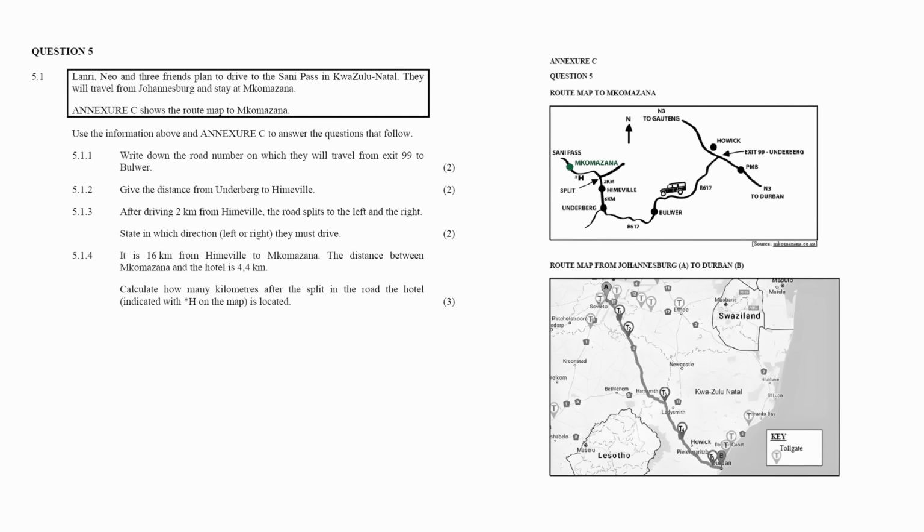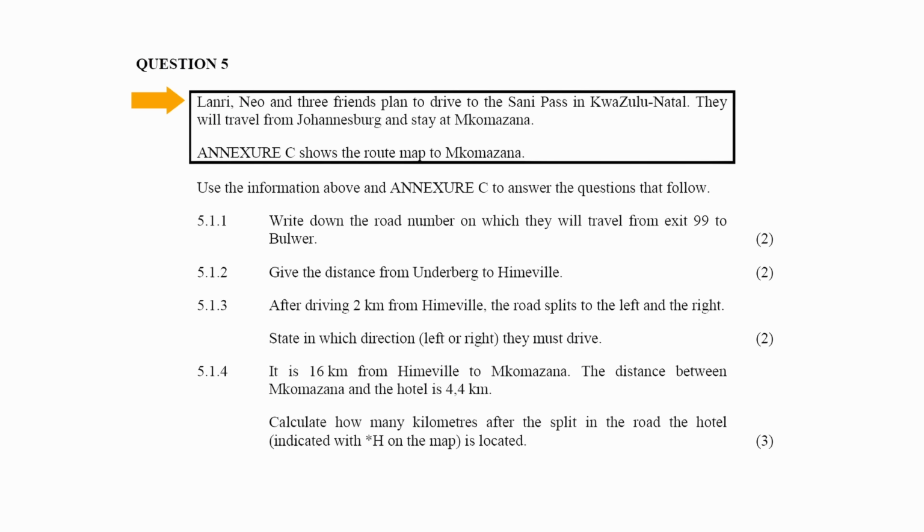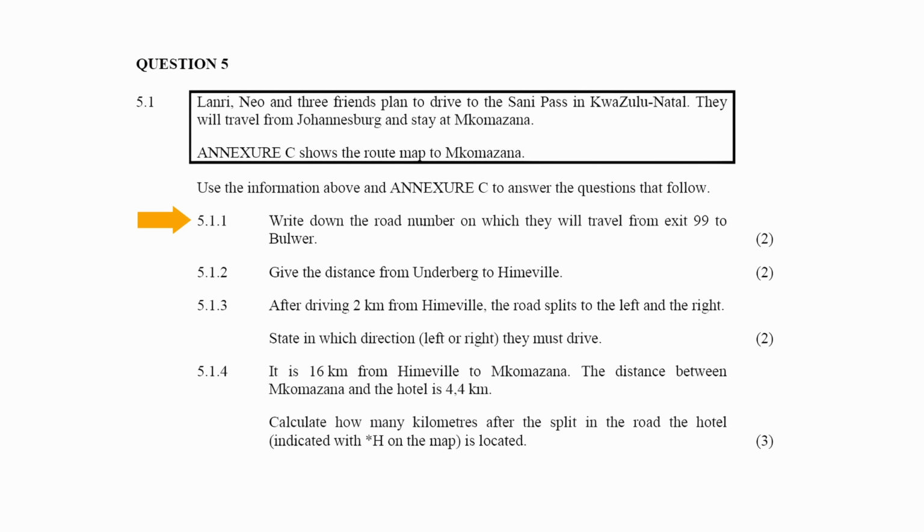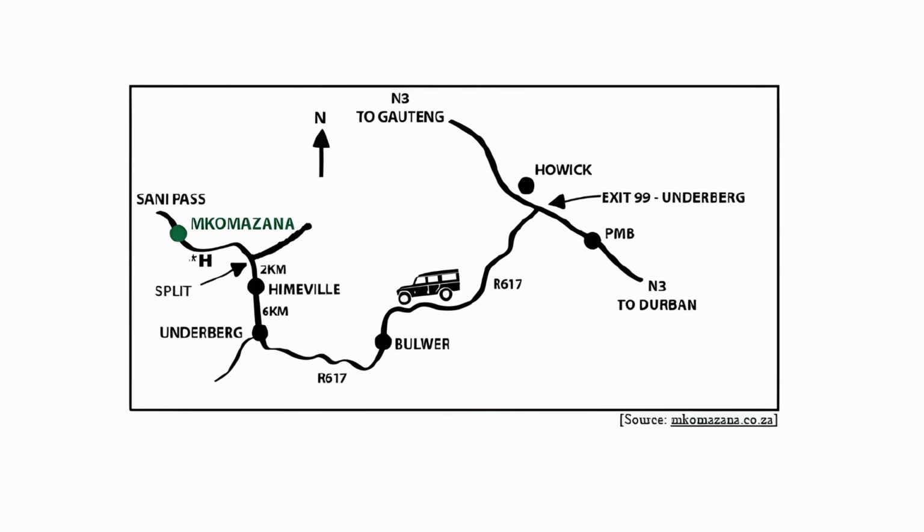Question 5.1 consists of 4 maps and plans questions that were designed to assess your understanding of route maps. It is stated that Laundry, Neo, and 3 friends plan to drive to Sani Pass in KwaZulu-Natal. They will travel from Johannesburg and stay in Mkomazana. Annexure C shows the route map to Mkomazana. In question 5.1.1, you have to write down the road number on which they will travel from exit 99 to Bulwer. The road number according to the route map is the R617.